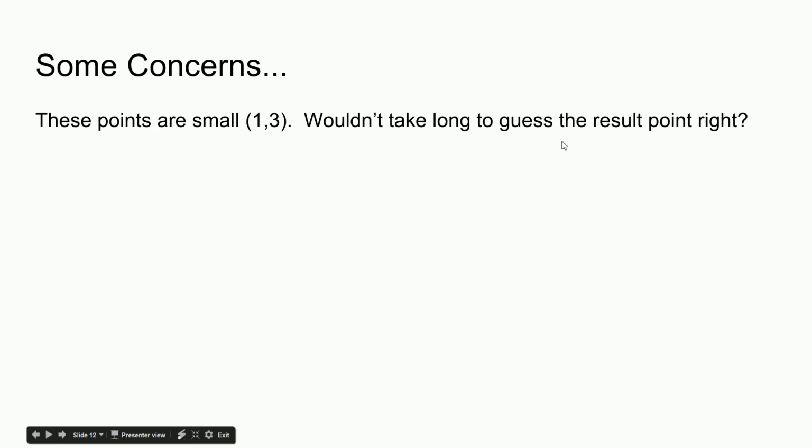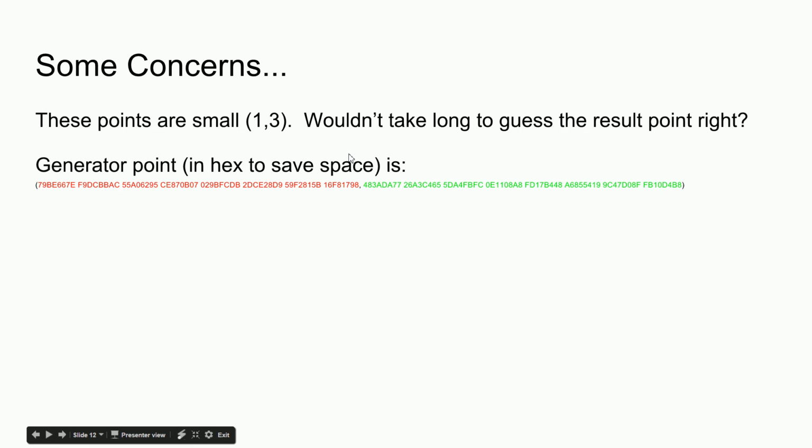All right, real quickly, when I learned about elliptic curves, the first thing I thought of was, well, in the examples, we're talking like 1 comma 3 or something in that magnitude. This doesn't seem like that would be very hard to guess points to get to a result point. Wouldn't that be the case? Well, it turns out that these points are pretty large. Here's the generator point used in that curve I showed before, where b is 7 and a was 0. This is in hex form, base 16, to save space. So in decimal, it would be even longer.